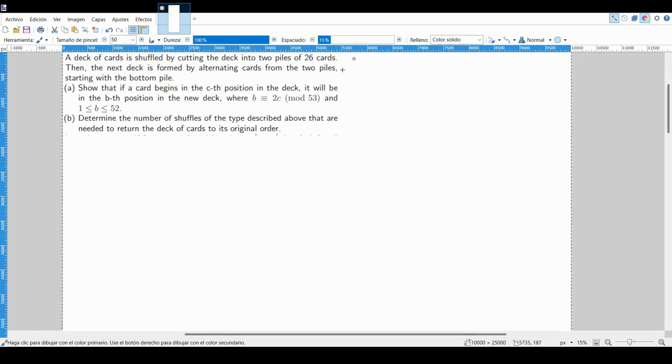The first card in it will be bottom pile index 1, top pile 1, bottom pile 2, top pile 2, etc. Now we are assuming that the card begins in the Cth position.